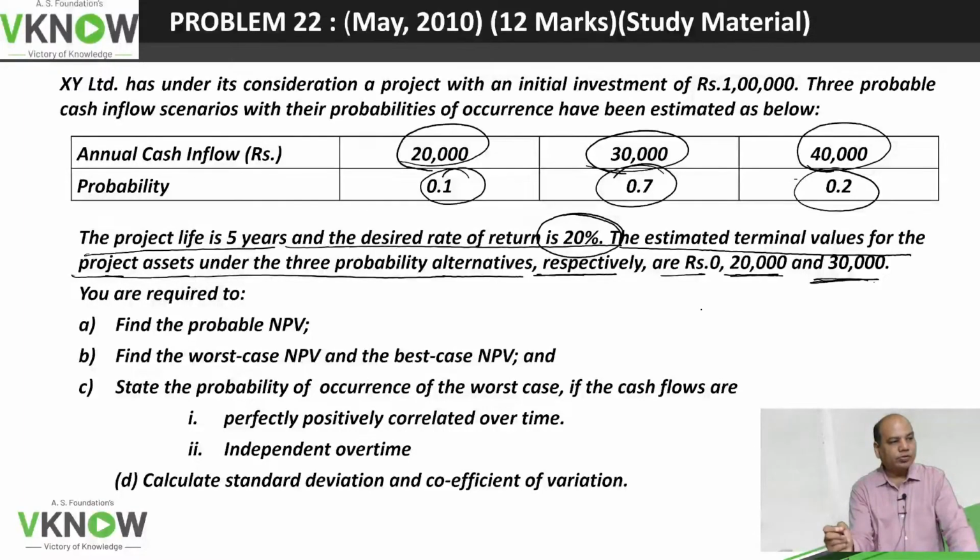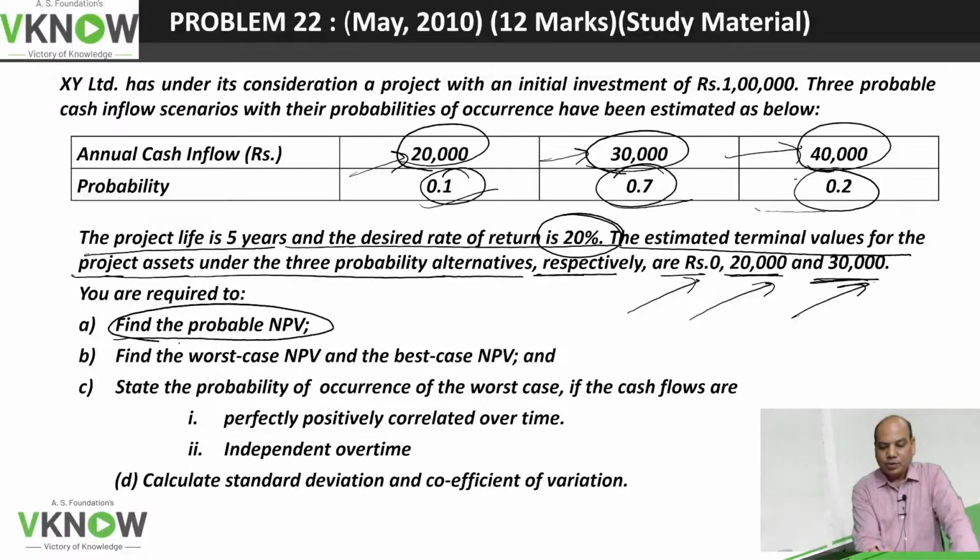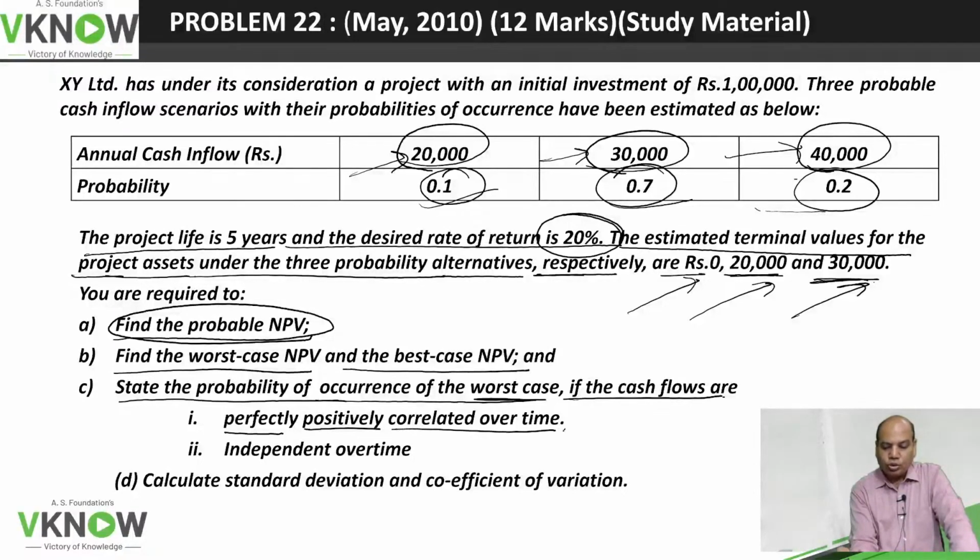So this is like the previous question only. These are the three possibilities. This is annual cash inflows. These are respective salvage values. Find out the probable NPV. Same problem. Find out the worst case NPV and best case NPV and state the probability of occurrence of worst case if cash flows are perfectly positively correlated over time, and second, independent over time. Calculate standard deviation and coefficient of variation.